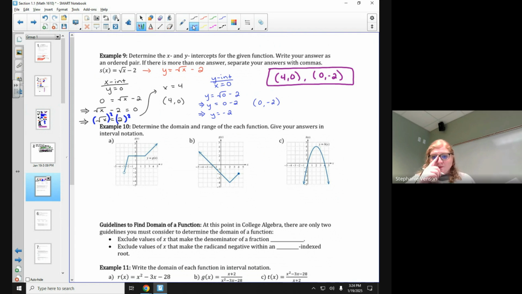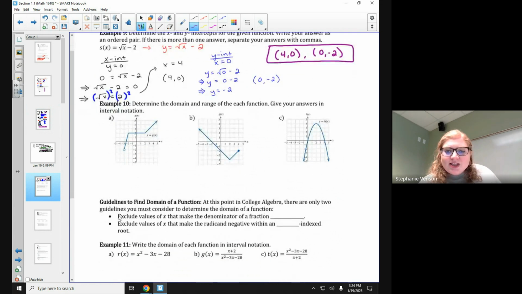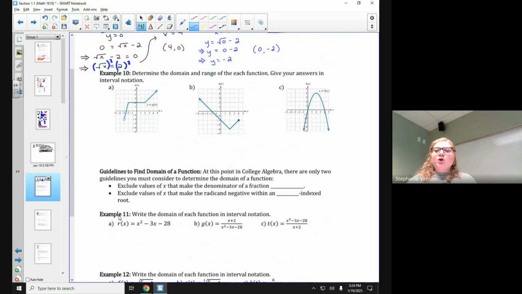Okay, and that's it. All right, so let's do a little practice with domain and range. Example 10 says, determine the domain and range of each function. Give your answers in interval notation.